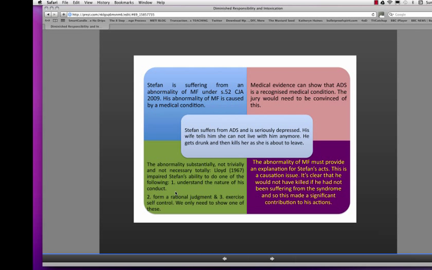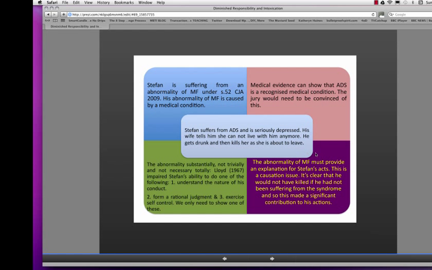Remember, with ADS, the defendant is drinking because of their illness, so it's connected. 2. Could they have formed a rational judgment in that situation? Very unlikely. And 3, were they able to exercise self-control? We need only to show one of those 3 things, but it's very likely we'd be able to show all 3 in this particular scenario.